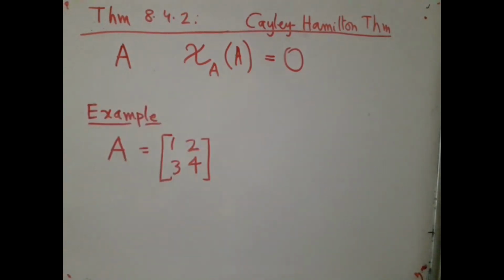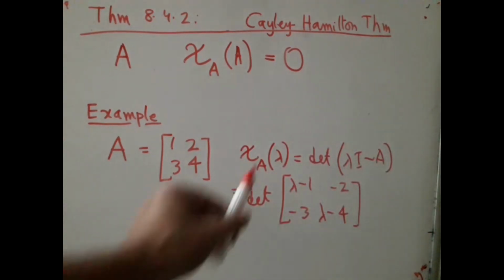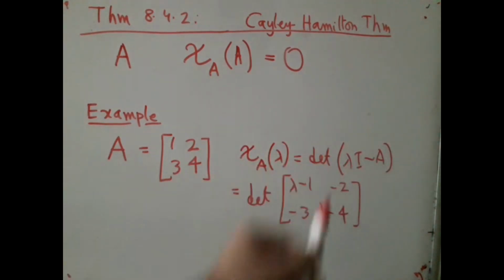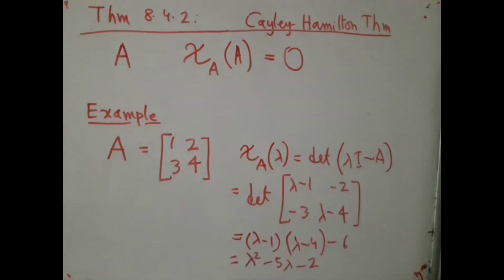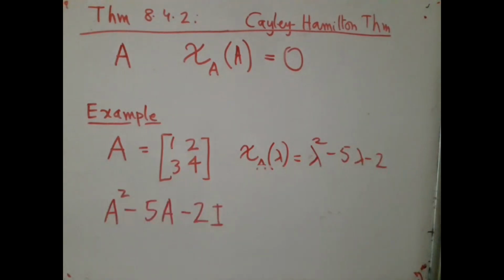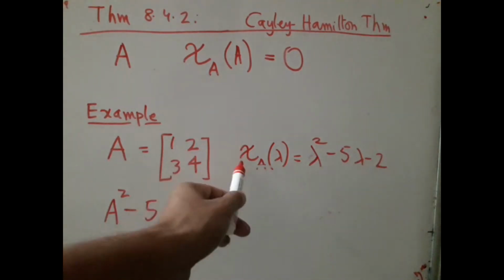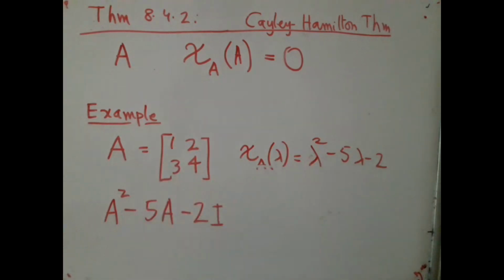As an example, suppose A is the matrix 1, 2, 3, 4. So let's find out its characteristic polynomial, which is determinant of lambda I minus A. That's the definition, and lambda I minus A in this case is this matrix, which turns out to be lambda squared minus 5 lambda minus 2. So now if we just compute this polynomial with A in place of lambda, A squared minus 5A minus 2I, then you can check that this will be actually equal to the 0 matrix.